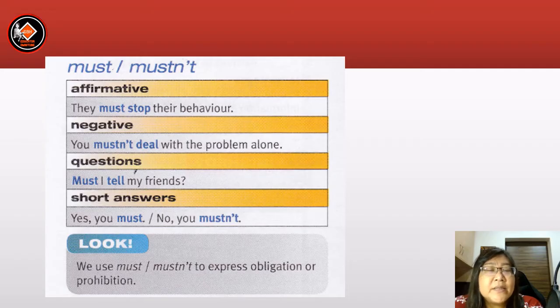Now the next grammar item, must and mustn't. So the affirmative sentence, or the positive, is, they must stop their behavior. The negative sentence, you mustn't deal with the problem alone. Question, must I tell my friends? And the short answer, yes you must, no you mustn't. We use must or mustn't to express obligation or prohibition.